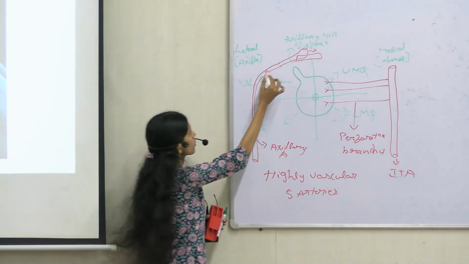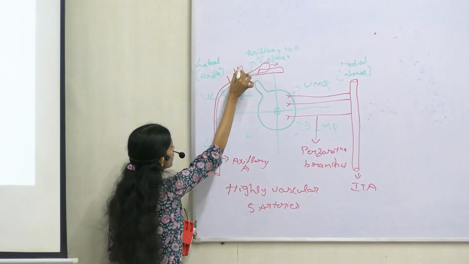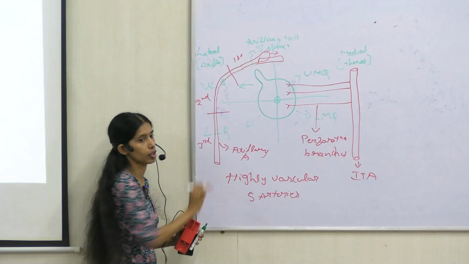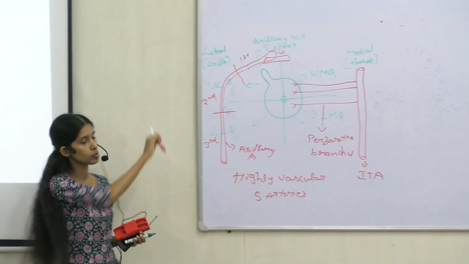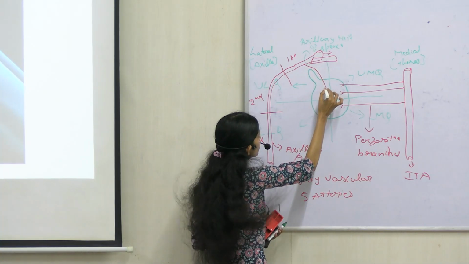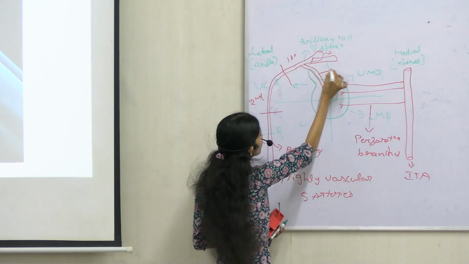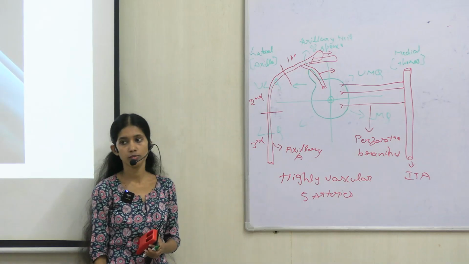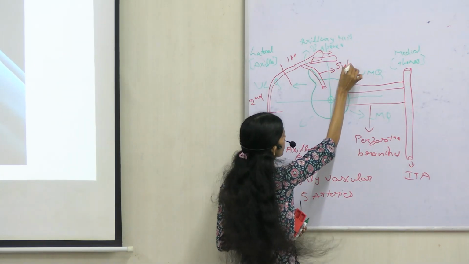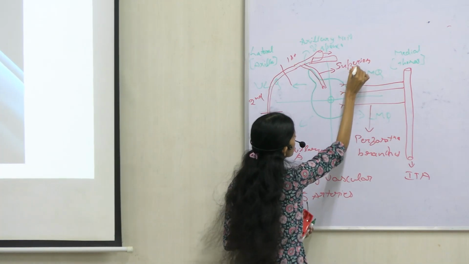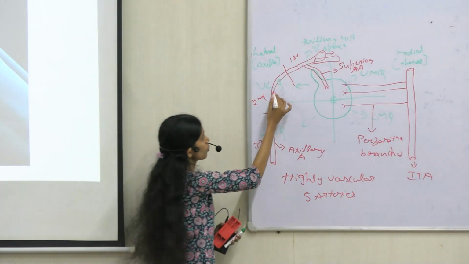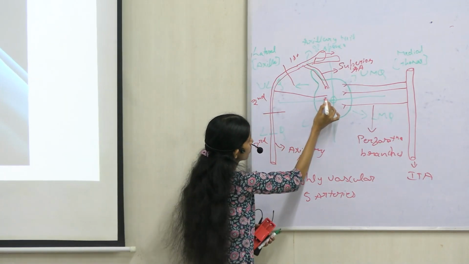Okay, so now this will be the first part, this is the second part and this is the third part. Okay, from the first part we have only one branch. What is this branch called? Superior thoracic artery. Okay. From the second part we have two branches which supply your mammary gland.